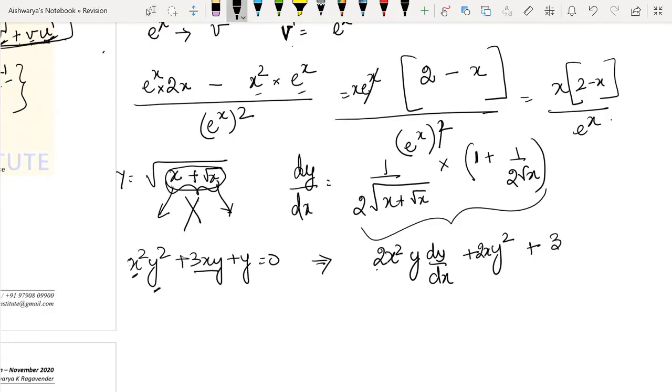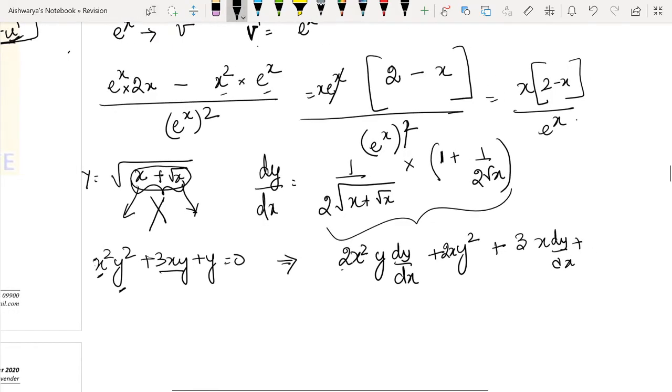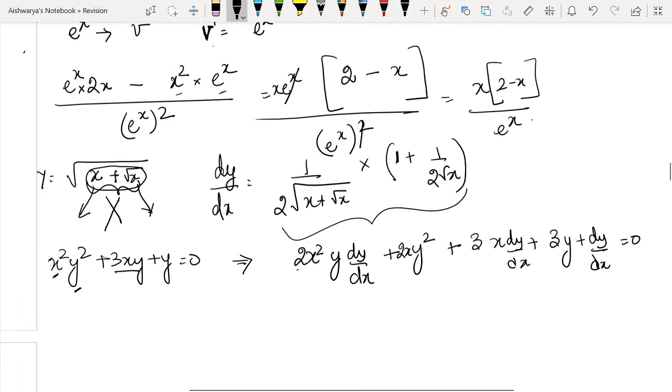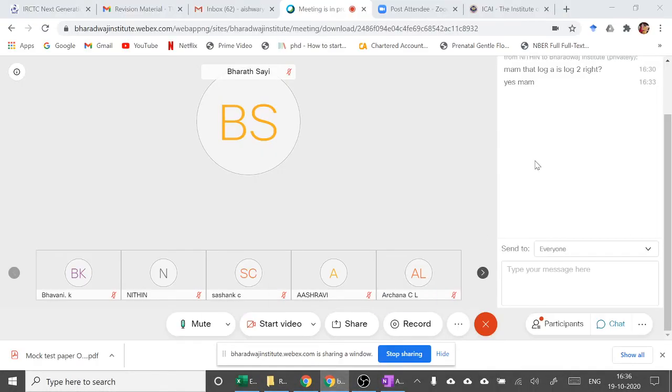Differentiation of xy will be x dy by dx plus y into differentiation of x, which is 1. So you will get 3y out here. Plus the last term is only dy by dx, and this is equal to 0. If anybody is not able to follow, please let me know, because I wouldn't be checking the chat box every few minutes.